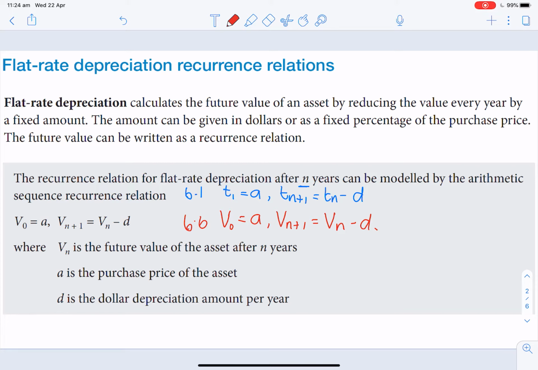So, V of n is the future value of the asset after n years. A is the purchase price and D is the dollar depreciation per year. Now our D value is always going to be a negative. Let me just highlight that there. Why? Because it's losing value.